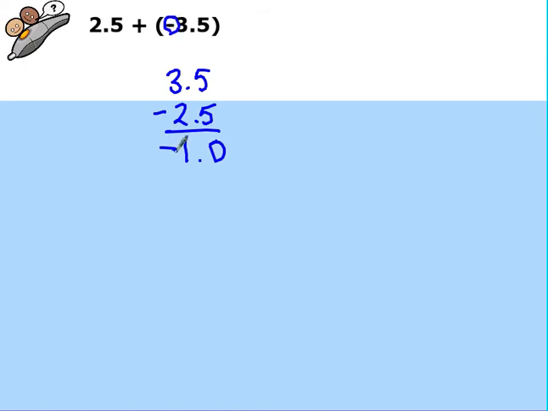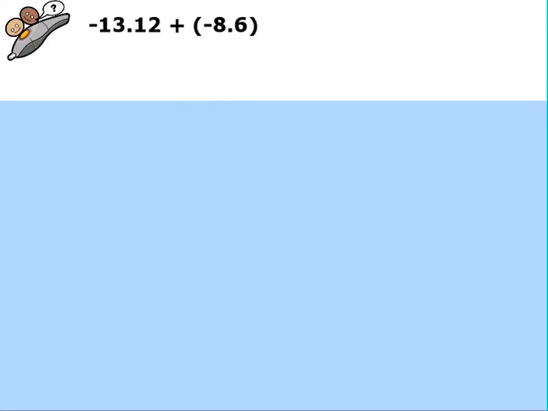Now if the signs are the same, you add the 2 together and take the sign of whatever they are, if they're the same, okay? So here you go. Let's try this one. -13.12 plus -8.6.